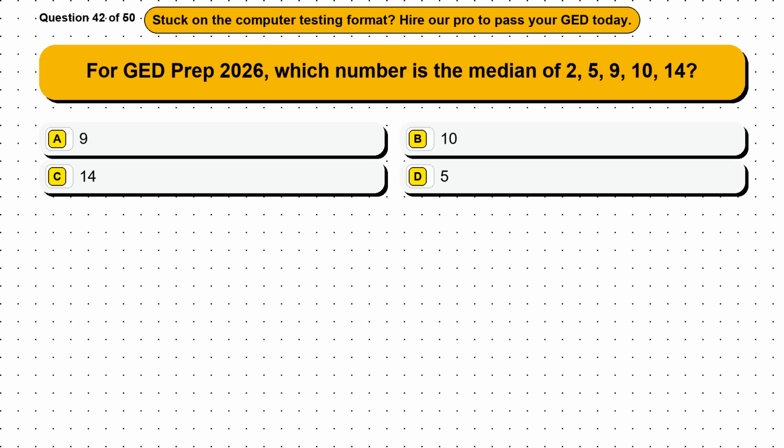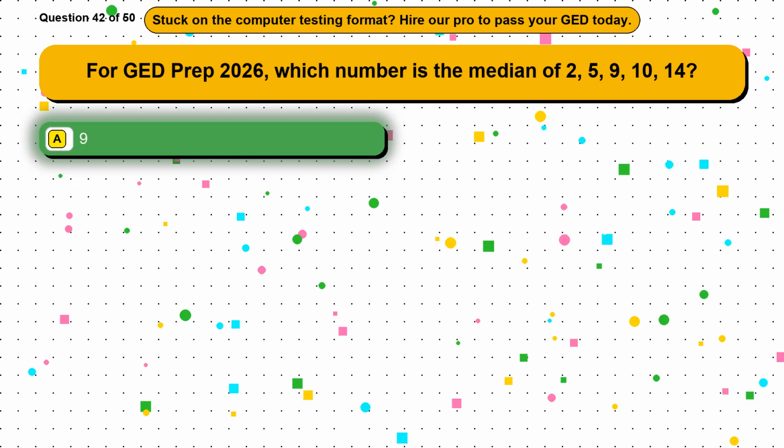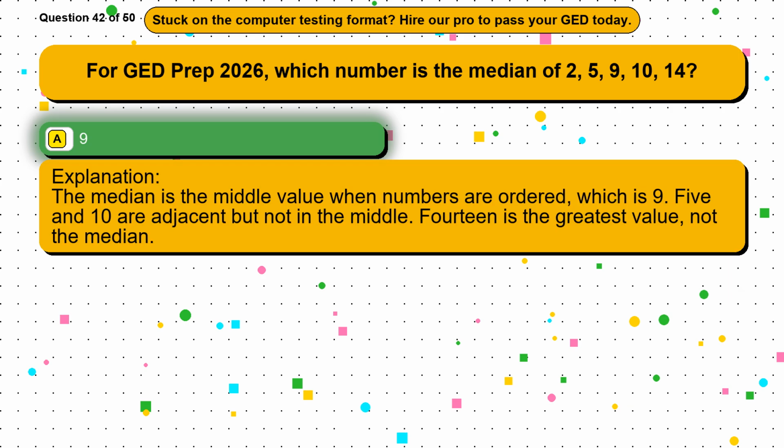Question 42. For GED Prep 2026, which number is the median of 2, 5, 9, 10, 14? Option A 9. Option B 10. Option C 14. Option D 5. The correct answer is option A, 9. The median is the middle value when numbers are ordered, which is 9. 5 and 10 are adjacent but not in the middle. 14 is the greatest value, not the median.